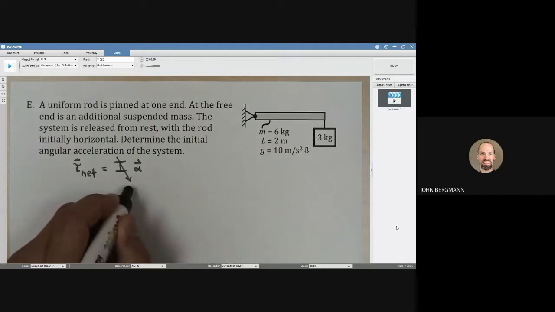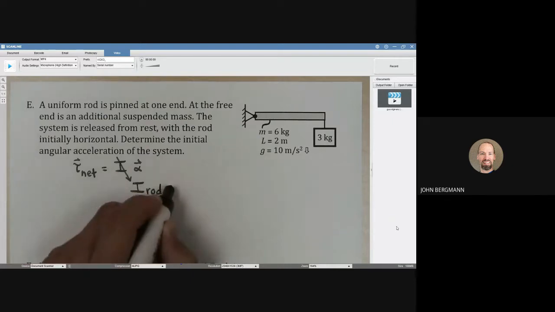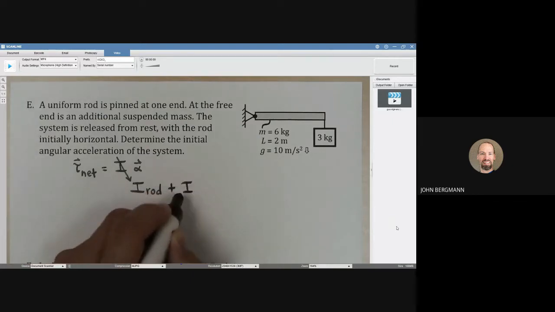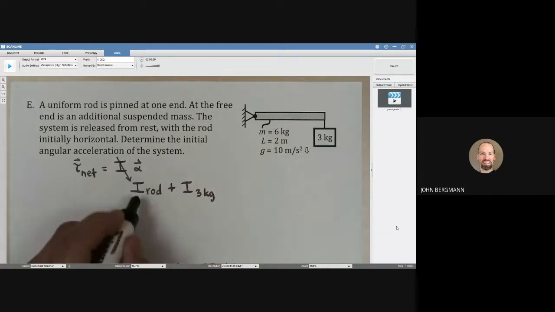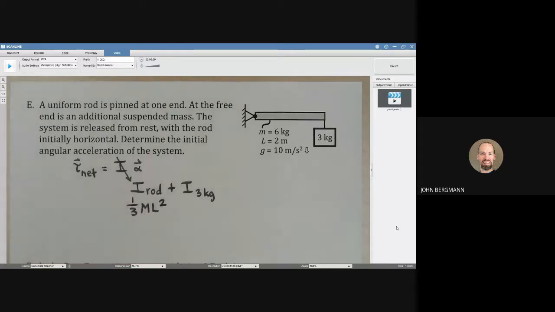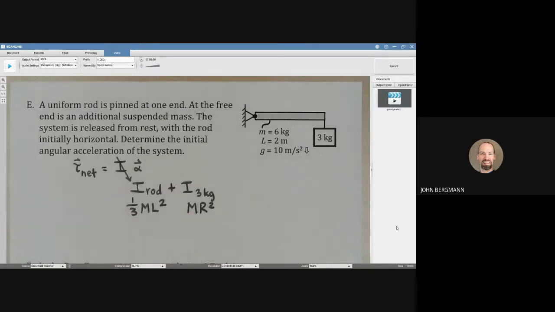So what we need to do here is say the total moment of inertia is the moment of inertia of the rod plus the moment of inertia of, I'll just say, the 3 kilogram mass. The moment of inertia of the rod is 1/3 ml squared. We can get that from a table. And for a point mass, it's the mass times the distance away from the axis squared.